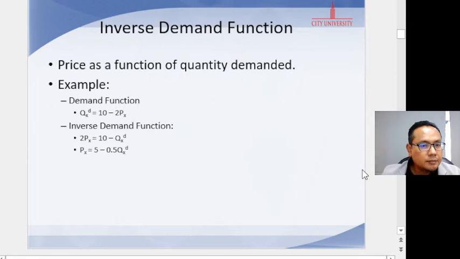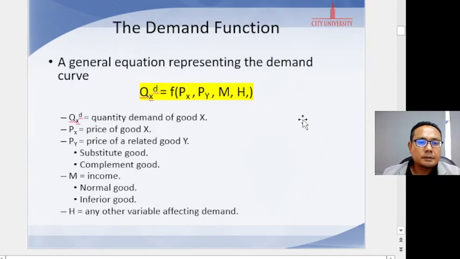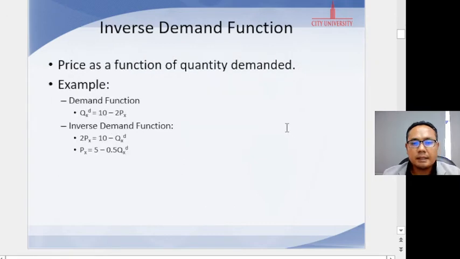And then for the inverse demand function, we just change the price to be a function of quantity demanded. It is almost similar to the demand function, only in this case, price is a function of quantity demanded.